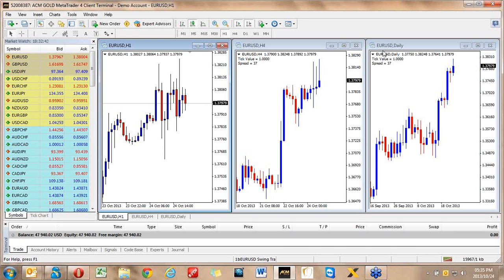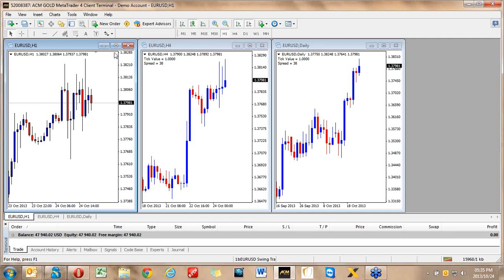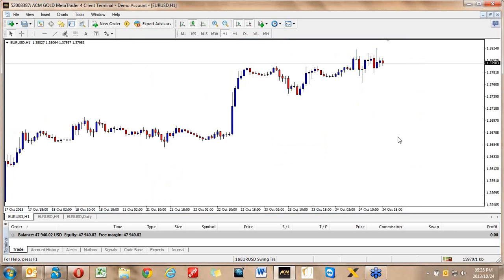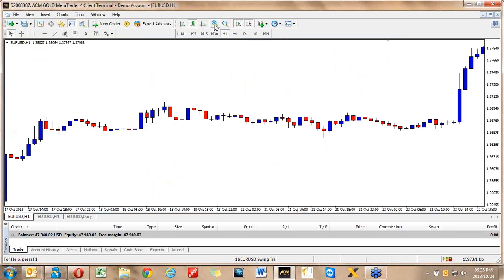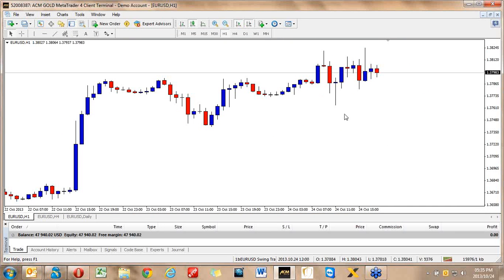Now, for the example, let's get rid of the market watch somewhere. I'm going to use my 1-hour graph and just enlarge it so you guys can see nicely there at home. There we go. Great stuff. My example this evening is the Euro USD.